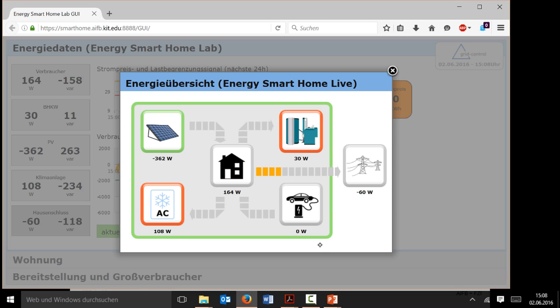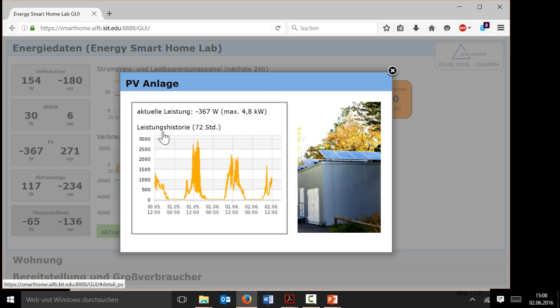You see that the border here is green, and you see that we are actually moving power into the grid. If the power flow would be from the grid into the house, it would be a red frame around it. We can click on this here, and you see the history of the power generation from the rooftop.